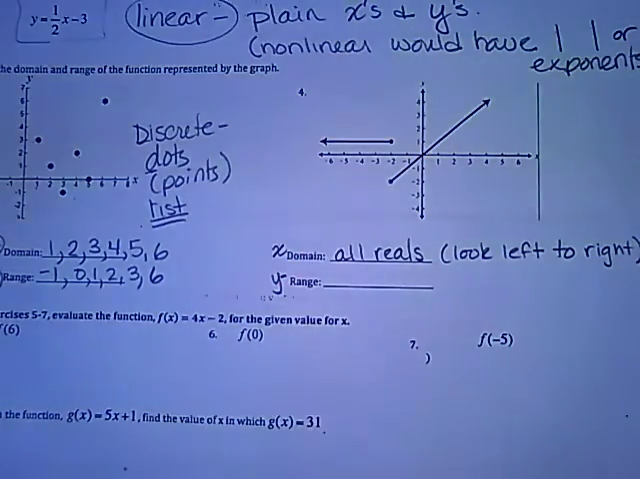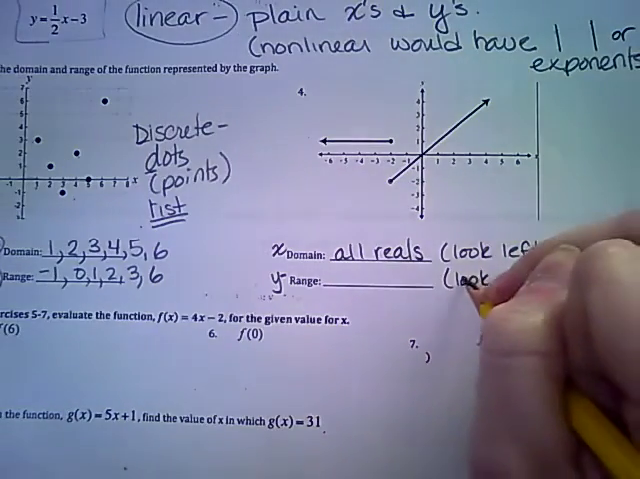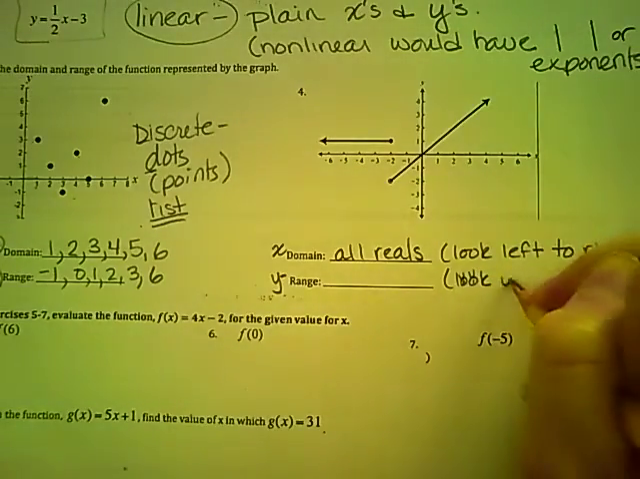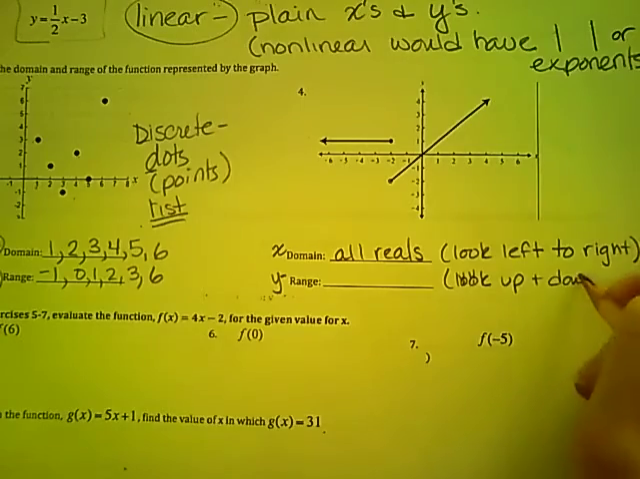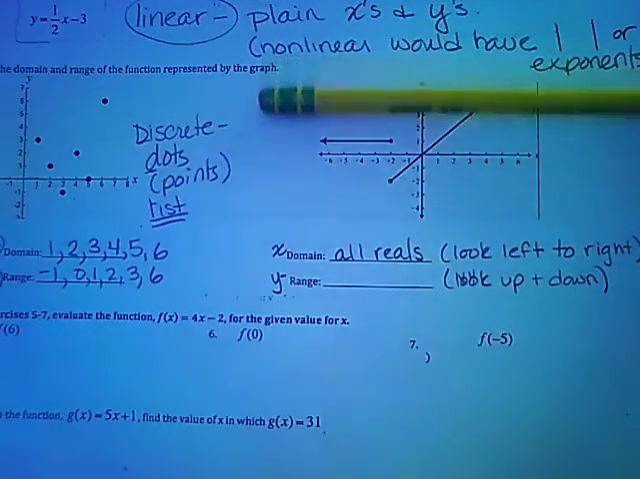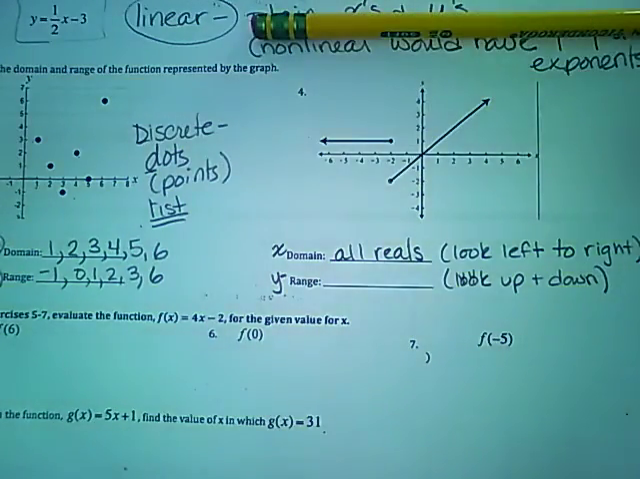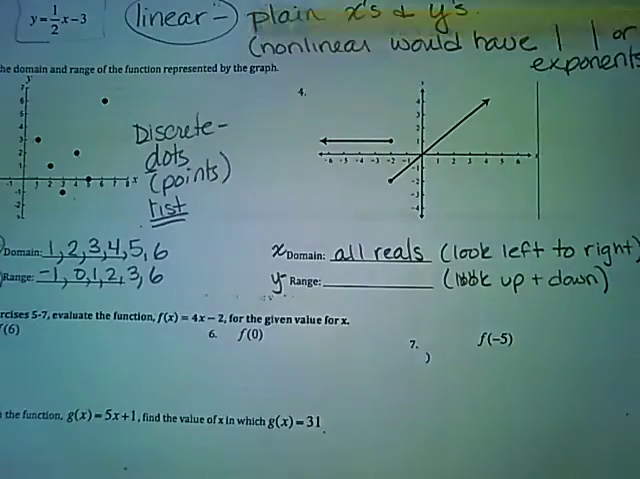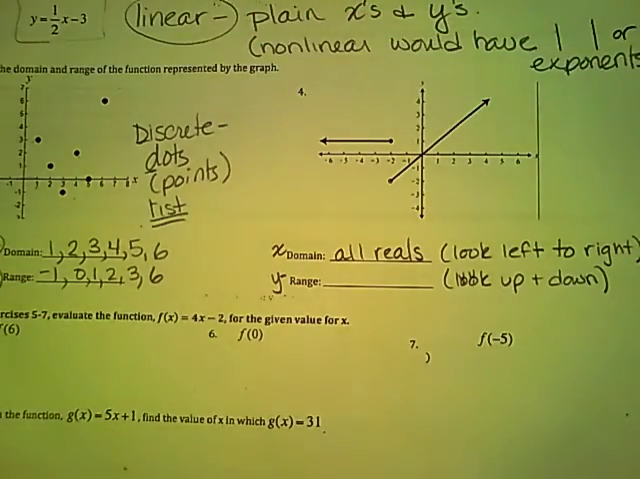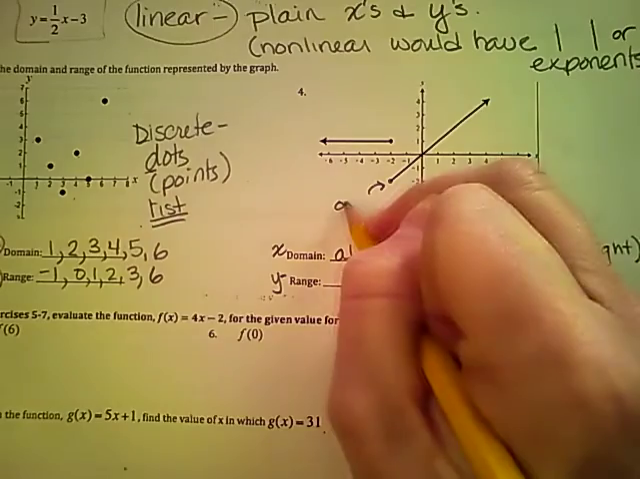My range, or my y values, I have to look up and down with your eyeballs. When I look up and down, I see I have a point here at -2, and then I have points above that. So how do I write that I have y values at or above negative 2? It does look like there's an open circle too. Let's call that an open.